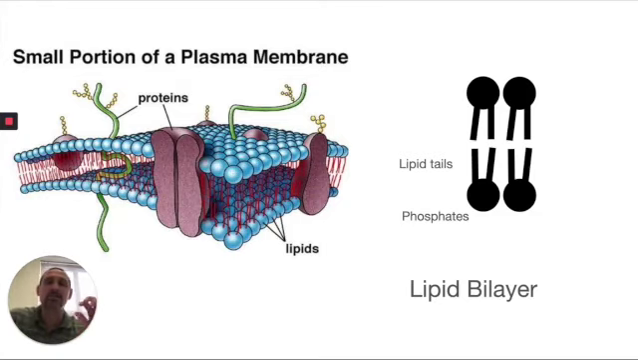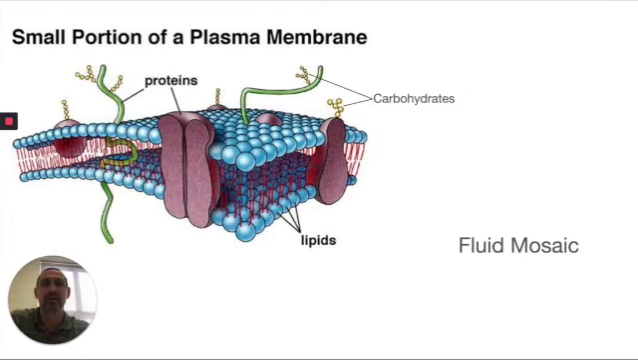And this is because oil and water don't mix. The lipids are hydrophobic, so they orient away from water. The phosphates are hydrophilic, water-loving, and they orient toward water. So it creates this barrier that separates the inside of the cell from the outside of the cell. But it's called a bilayer because there's two layers of lipids along that inside part of the membrane.